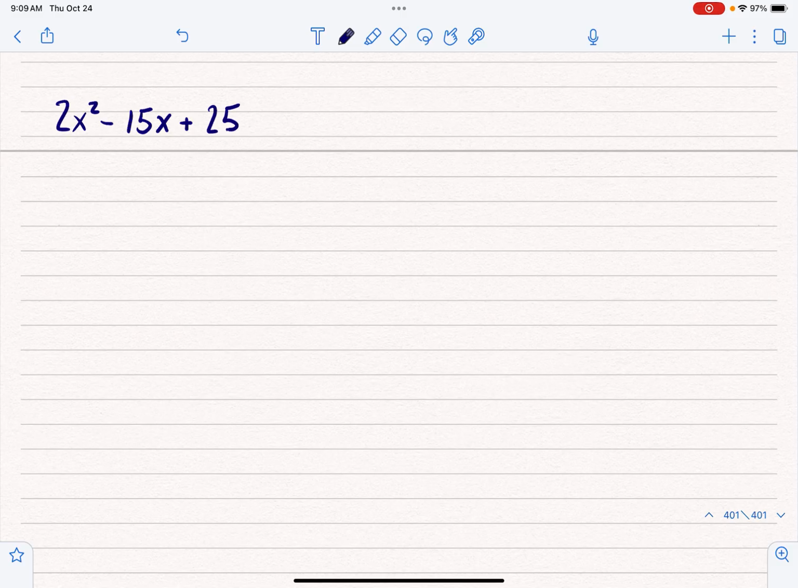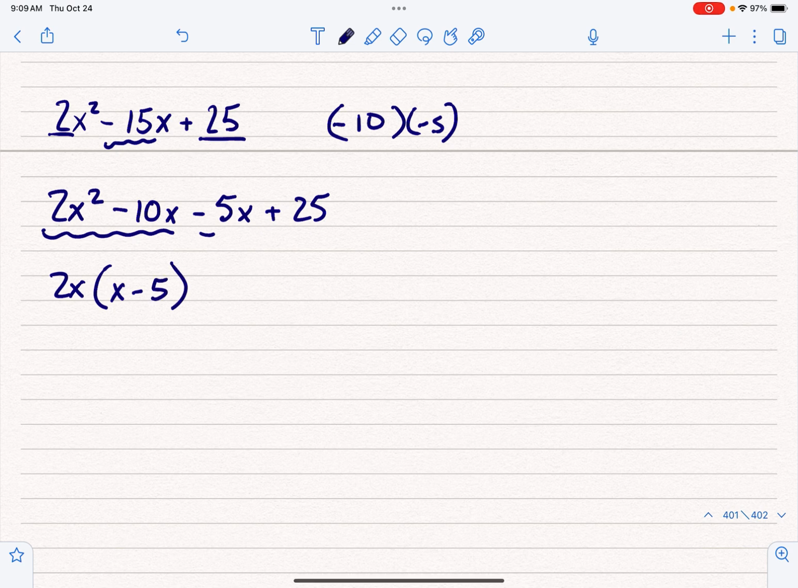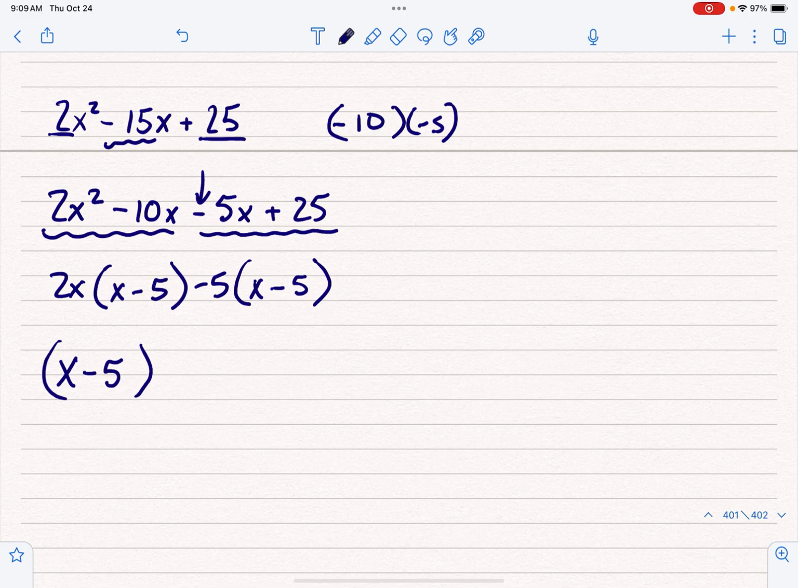All right, here we go. So this one, I go 2 times 25 is 50. Factors of 50 that add up to be negative 15. I'm thinking negative 10 and negative 5. So I'm going to say 2x squared minus 10x minus 5x plus 25. What can I factor out of these first two? 2x, which leaves me with x minus 5. What can I factor out of these next two? I always factor out that negative. So I pull out a negative 5, which leaves me with x minus 5. I bring out the x minus 5 to the front, and now I'm left with 2x minus 5.